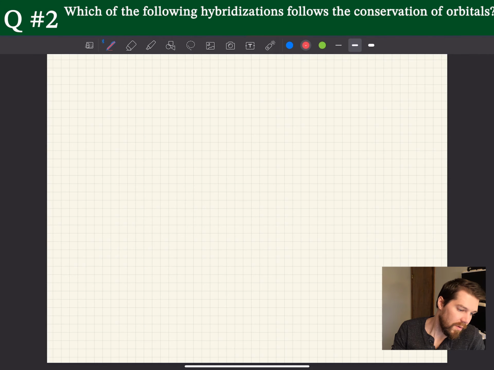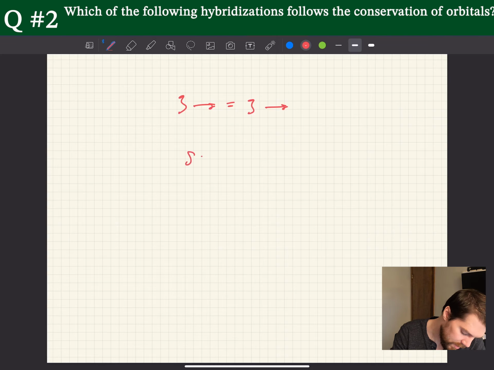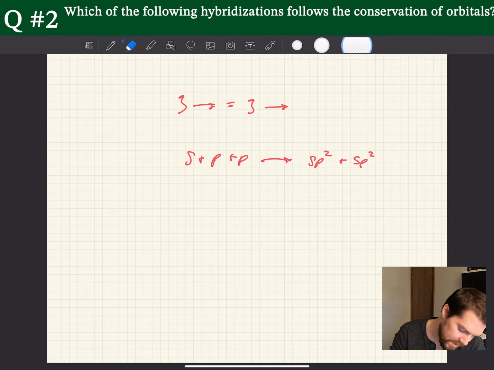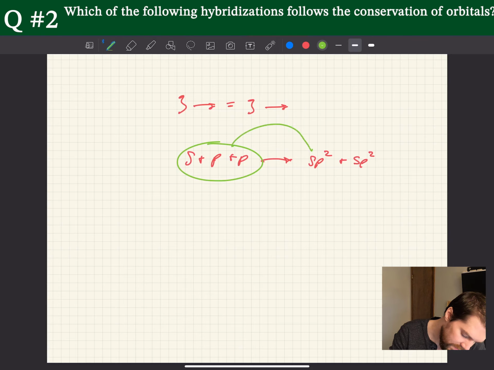All right, question 2. Which of the following hybridizations follow conservation of orbitals? Once again, we know that three orbitals in equals three orbitals out. So on mine, I have s plus p yields sp2 plus sp2. We got this half correct. These three, when we combine them, do in fact make sp2 hybrid orbitals, but the problem is we need three of them. So this one does not follow conservation of orbitals.